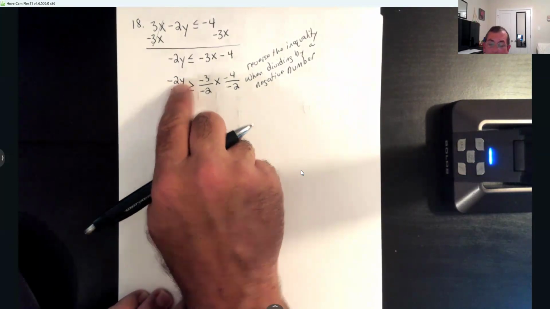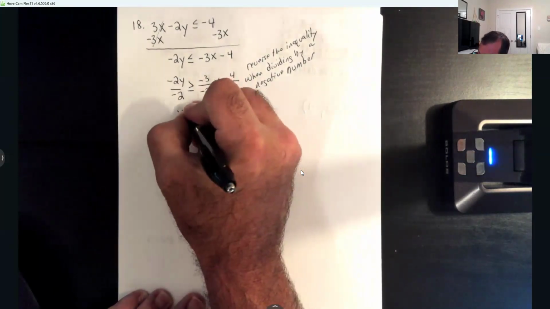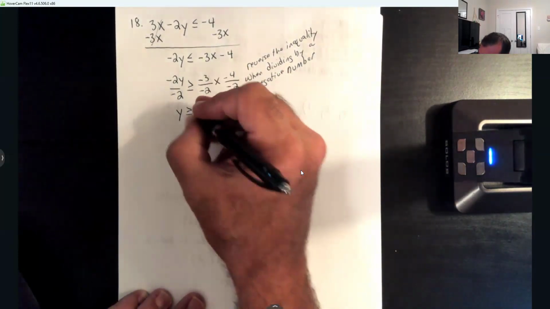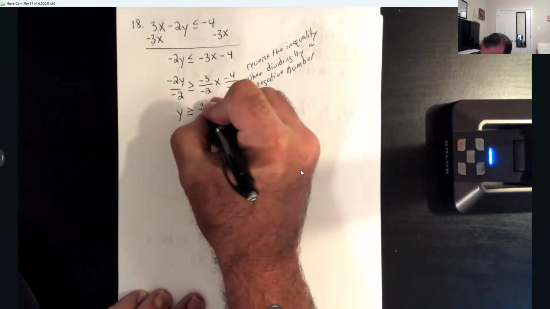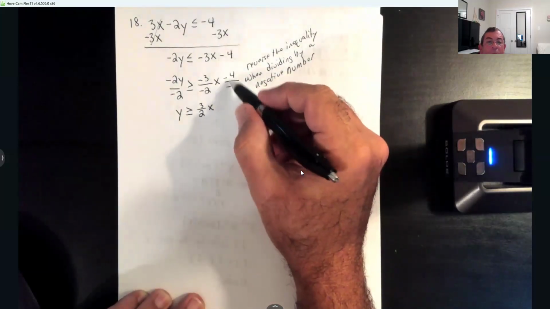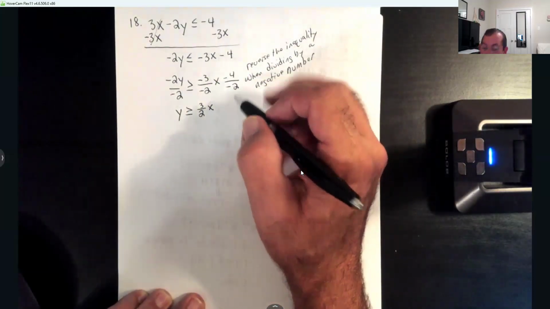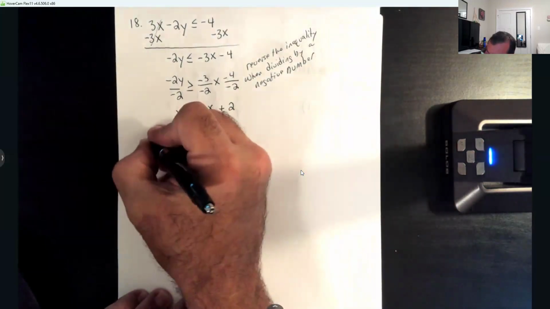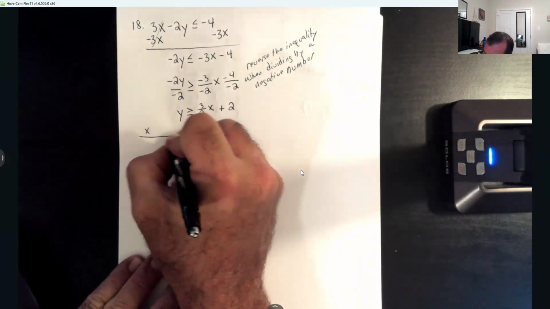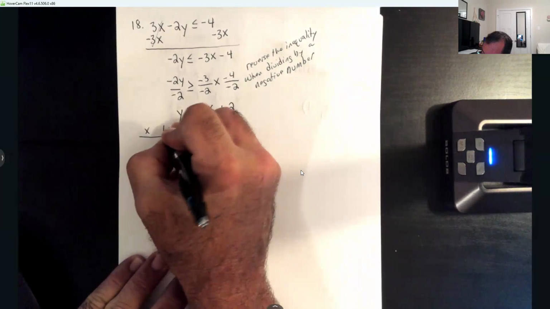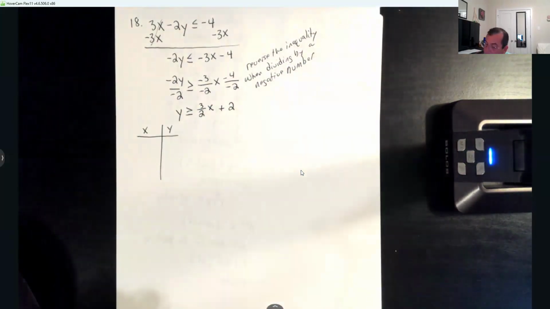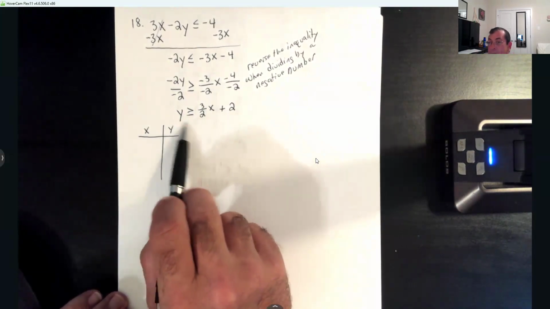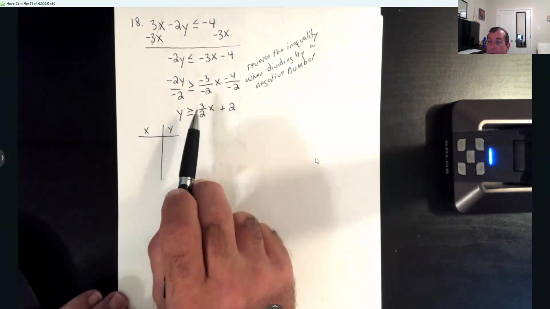So those negative 2's cancel, making that y greater than or equal. And y'all, these two negatives make that a positive 3/2 x. And then these two negatives make that a positive 2. So at that point, you're going to come in and make you an x and y table. Also, at that point, you could put this in y1, okay? Since you've now got it solved for y, you can put that into y equals on your calculator.